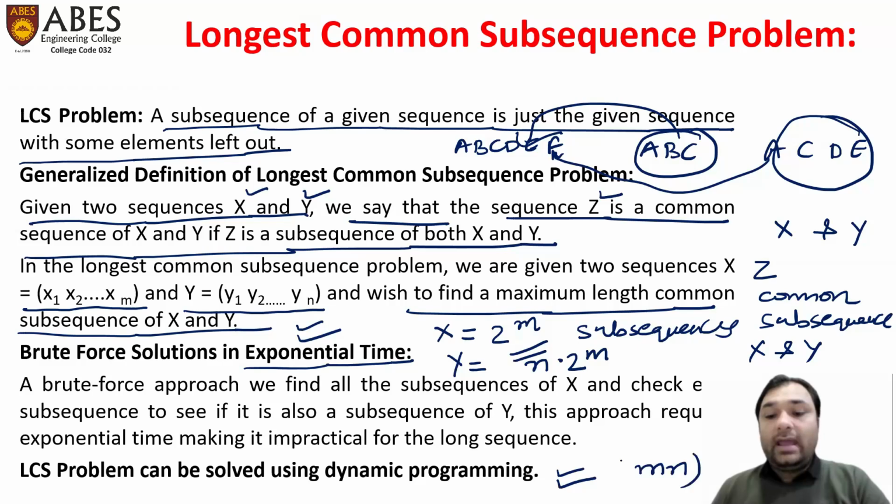So we solve this problem using dynamic programming in order to reduce it to m into n. So what exactly is the problem statement? We are given a sequence X, we are given a sequence Y, we have to calculate a sequence Z which is common to X and Y, but we have to ensure that the length is maximum.